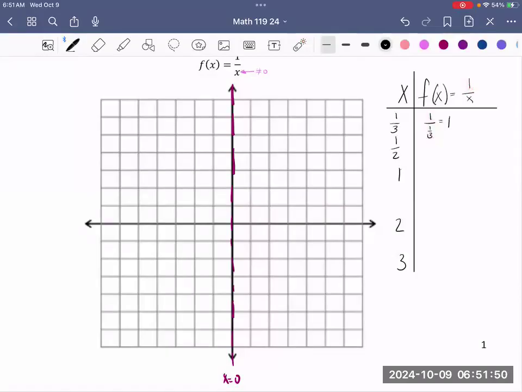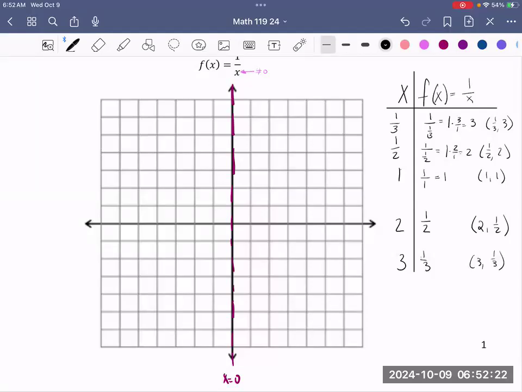We're going to keep, change, flip. So 1 times 3 over 1 is now 3. So we have the point 1/3 and 3. And if we were to do it again with 1/2, we have 1 times 2 over 1 to make 2. So 1/2 and 2. 1 over 1 is just 1. So the point 1, 1 is nice. And then 1 over 2. So you have 2.5. We have 1 over 3 for 3.5.